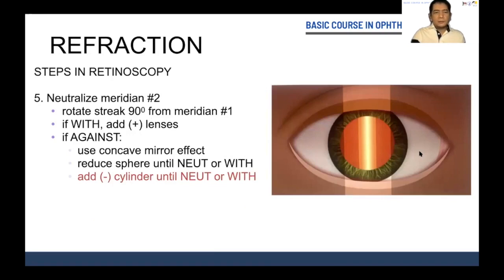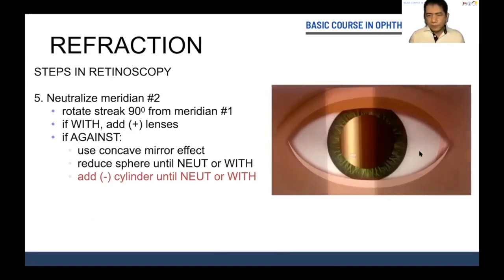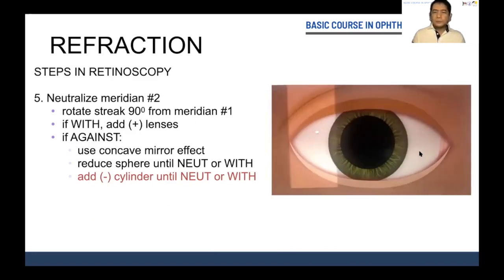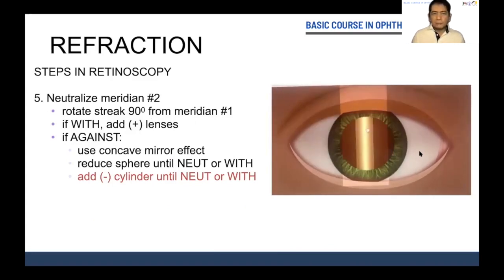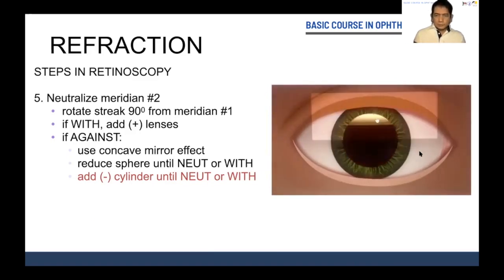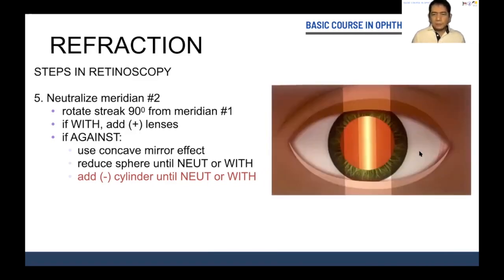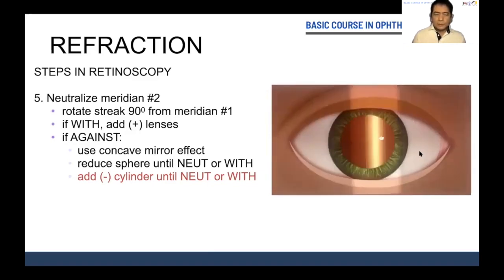And then next is rotate the streak 90 degrees away from the first meridian, for you to scan the power of the second meridian. All right, so you rotate it 90 degrees away. So if the first meridian is at 90th, the second meridian will be at 180th meridian. That is 90 degrees away.